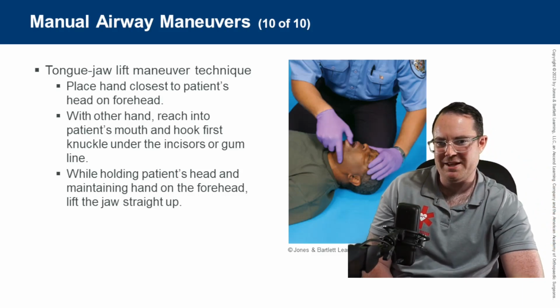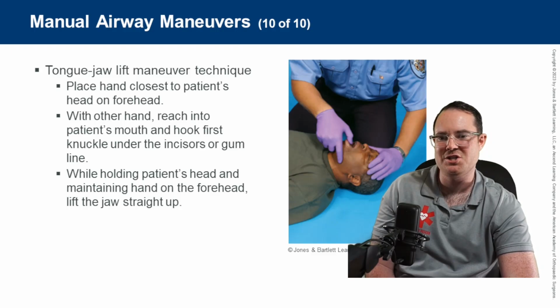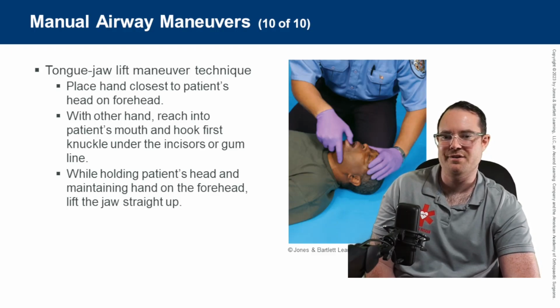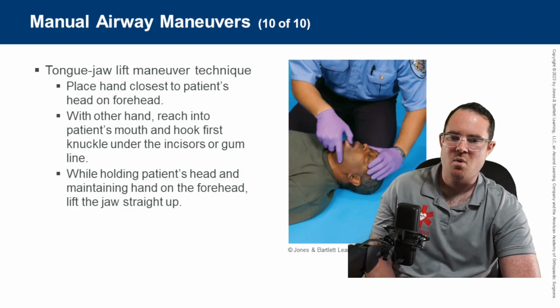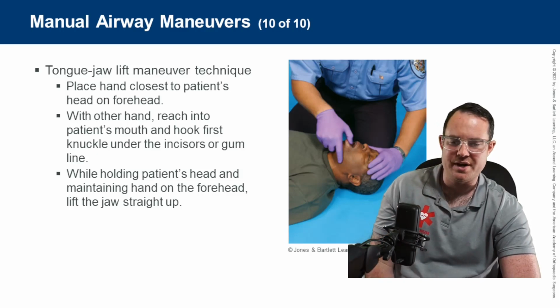It says place the hand closest to the patient's forehead, one hand on the forehead, just like with a head tilt chin lift. Other hand, reach into the patient's mouth, hook your knuckle under the gum line, incisors or the gum line. While holding the patient's head and forehead, maintaining the hand on the forehead, lift the jaw straight up.